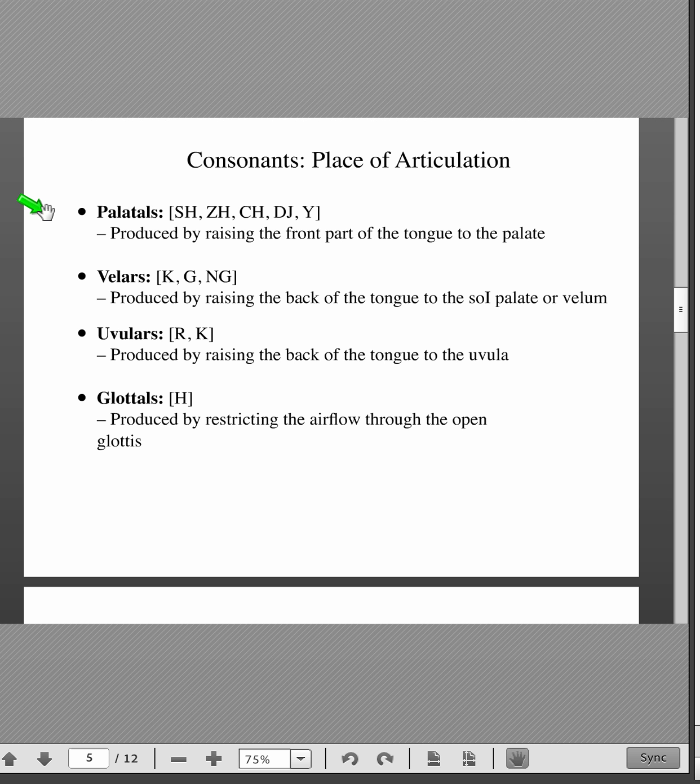And then if we were to produce by raising the front part of the tongue to the palate, we would have a voiceless sh, and the voiced would be j. We would have a voiceless ch. We would have a voice j. So voiceless, voiced, voiceless, voiced here. Ch, j, ch, j.